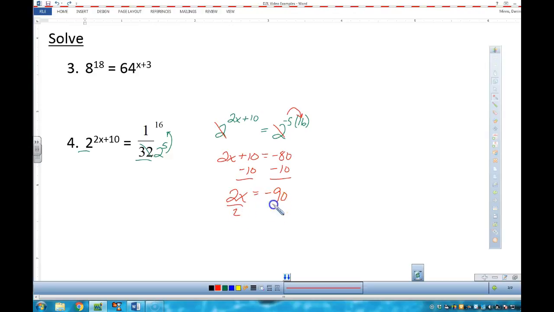Divide both sides by 2. X equals negative 45. My final answer.